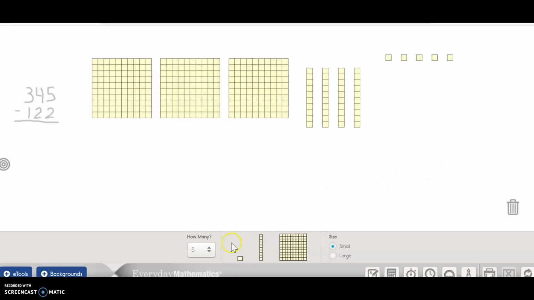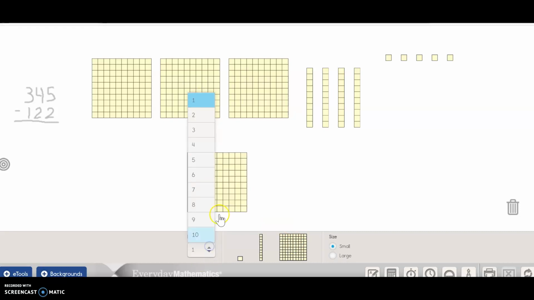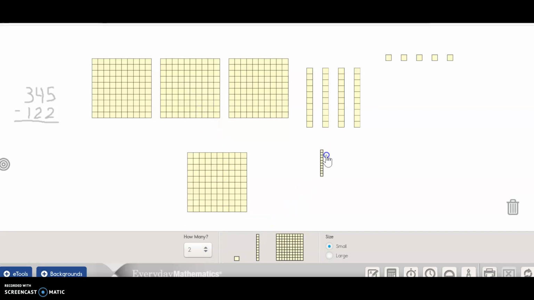345. Let's subtract 122. Notice I'm lining up my hundreds, tens, and ones. I can see I don't need to make any trades in order to subtract.